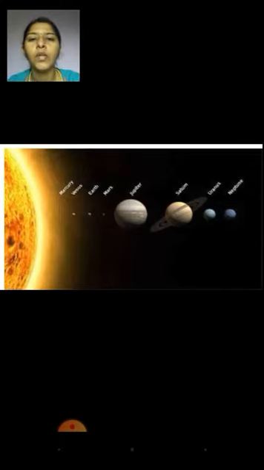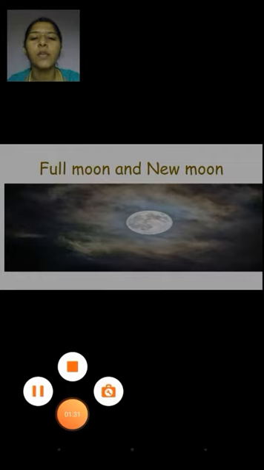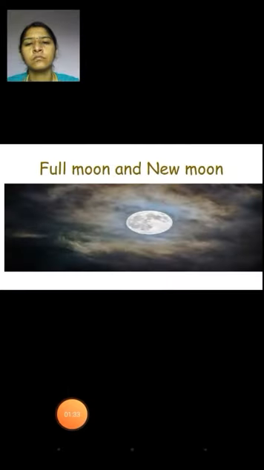Now next we are going to see what full moon and new moon are. The full moon occurs only once in a month. It is called full moon or purnima. Okay, and after a fortnight, like 15 days, you will not see the moon at all. That is called amavasya or new moon, right? So this is full moon and new moon.